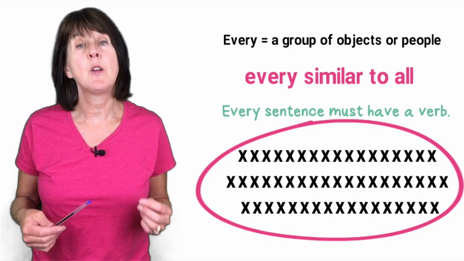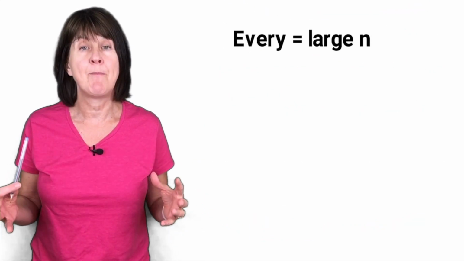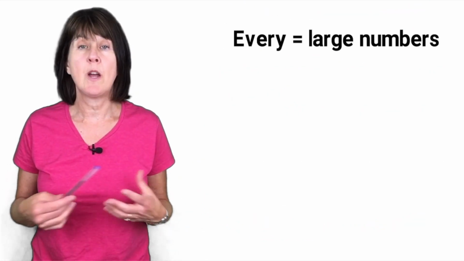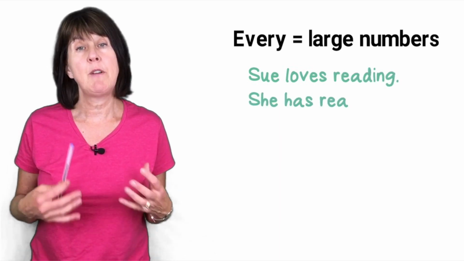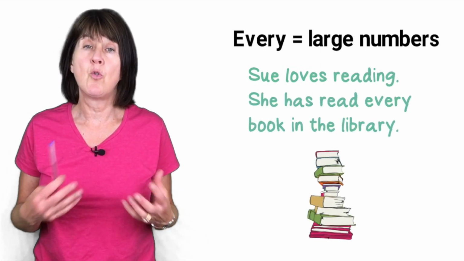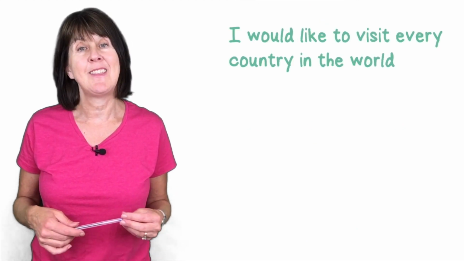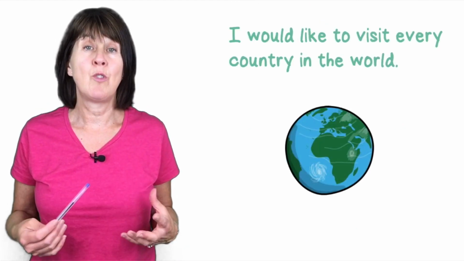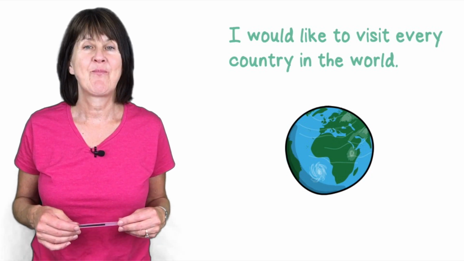And every is also more usual for a large number. So for example, Sue loves reading. She has read every book in the library. This means all the books. Or I would like to visit every country in the world. This means all the countries in the world.